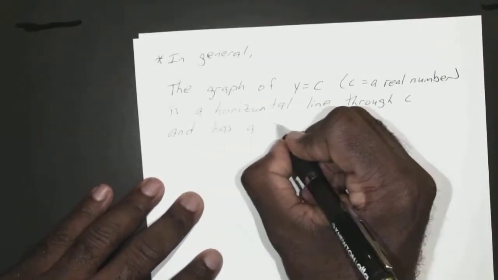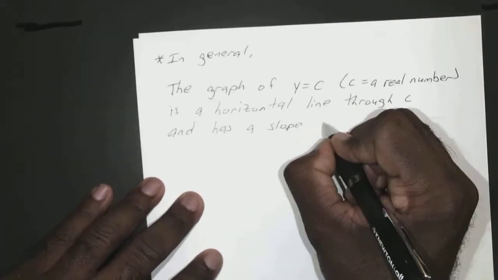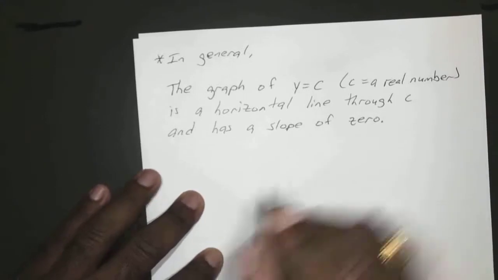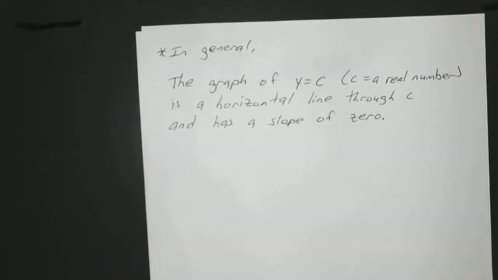And has a slope of 0. Okay, that's any value of y you pick. It'd be y equals 30, y equals 1 billion. It'll have a slope of 0, and it'll just go through 1 billion, left to right.